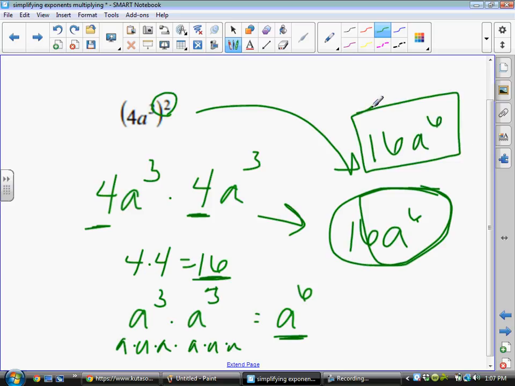So I'm going to multiply the large numbers and combine my terms together with the variables, and the number on the outside of the parentheses is how many times you rewrite the stuff. So ask your teacher if you're still having questions with these exponents. They're very important to understand.